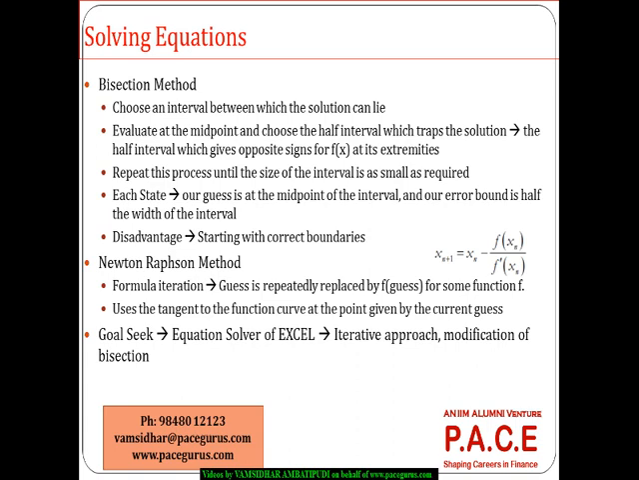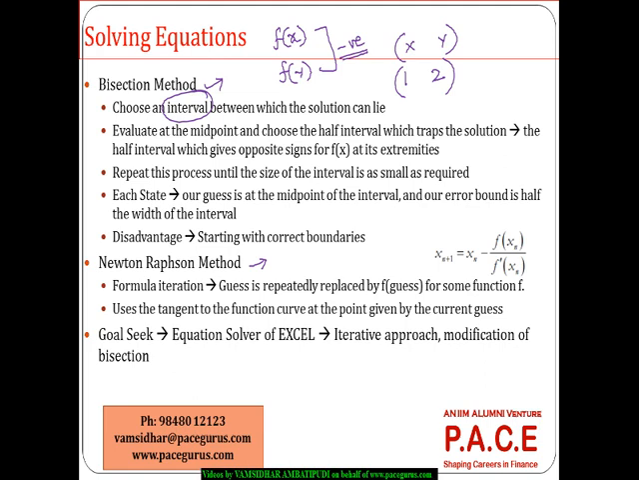Right? Now, when I look at solving equations, the most common method is the bisection method, but an improved method is the Newton-Raphson method. The bisection method always starts with an interval, x and y. The interval is chosen in such a way that f of x and f of y have opposite signs.